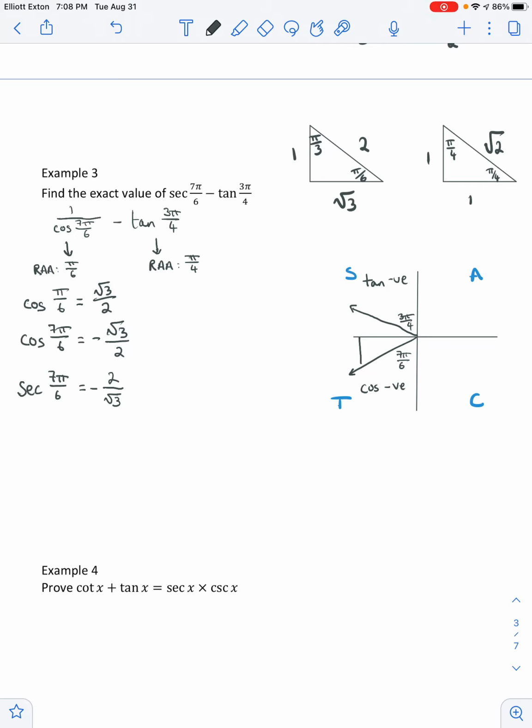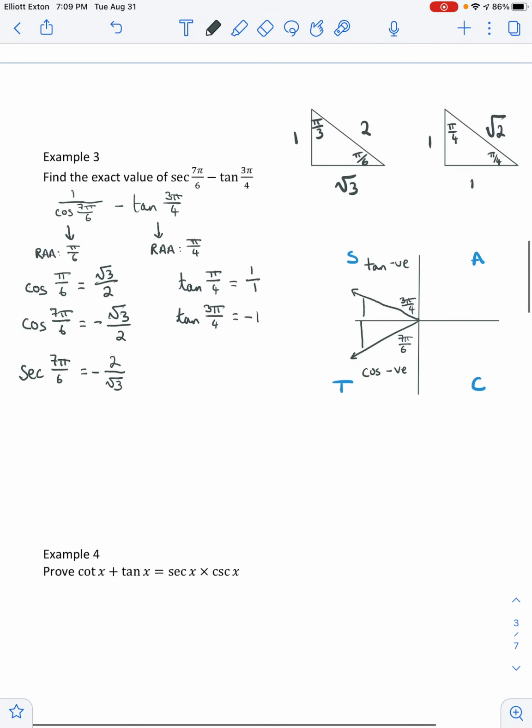Next is tan. So we're finding the RAA here was pi over 4. So the tan of pi over 4, we're looking at the opposite over the adjacent of pi over 4, which is 1 over 1. And remembering again that in this case, tan is negative in this quadrant. So we make it negative 1.